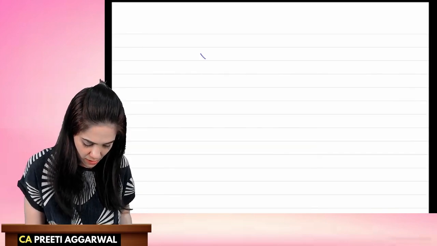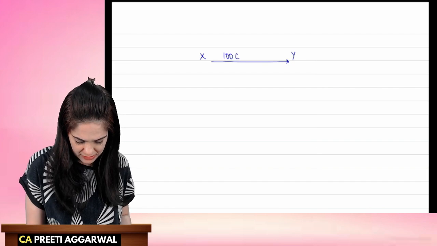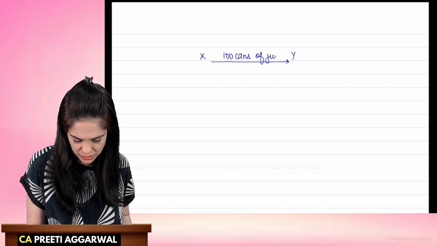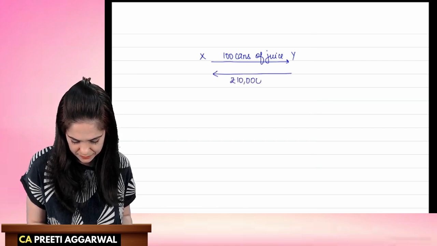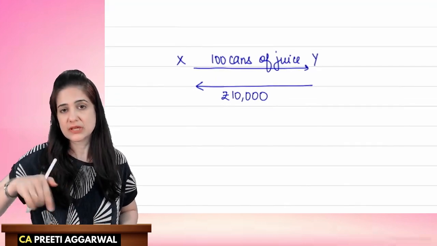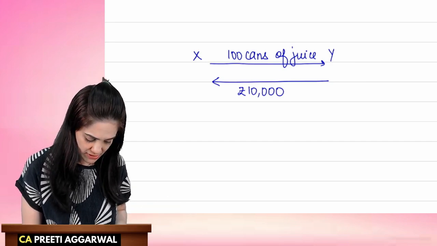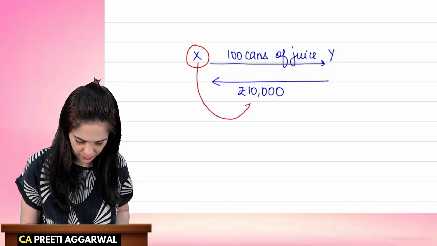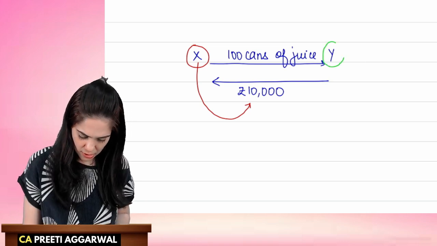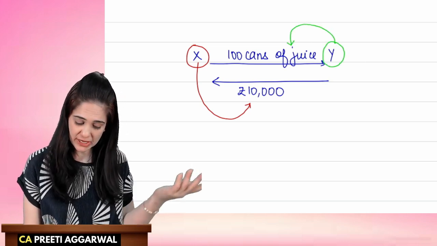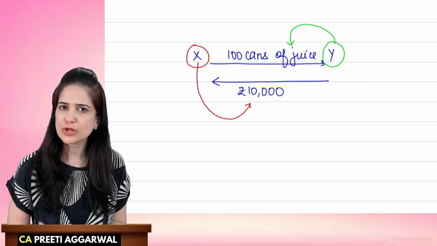Now, X agrees to sell 100 cans of juice to Y for rupees 10,000. If X is giving juice, what is he getting in return? 10,000 rupees. So consideration for X is 10,000. If Y is giving 10,000, what is he getting in return? Juice. So consideration for Y is juice. Both are getting something in return. It's a valid contract. And selling juice is lawful, no? This is lawful consideration.